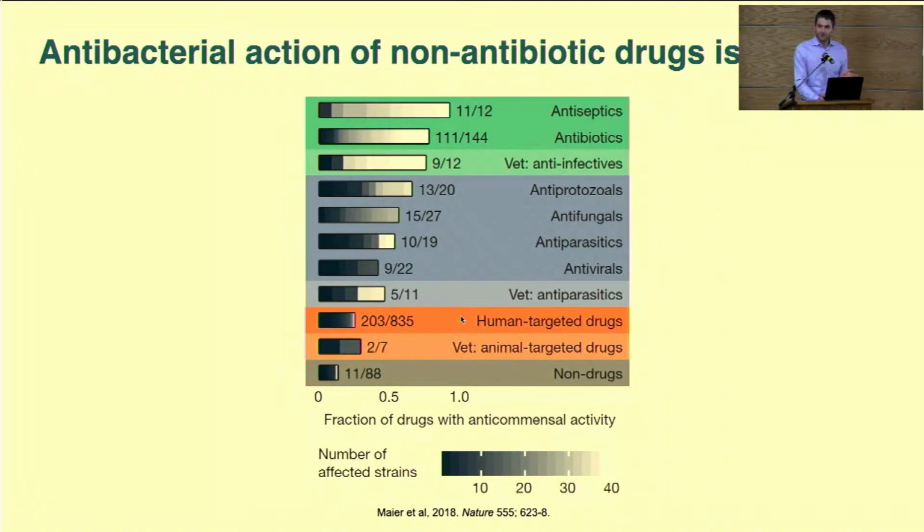So the question is, should we be worried about that? We know bacteria respond to selective pressures very easily. You give them antibiotics and we get resistance emergence. So what happens if you give them these drugs? What does that do to them? And is that linked to antibiotic resistance?